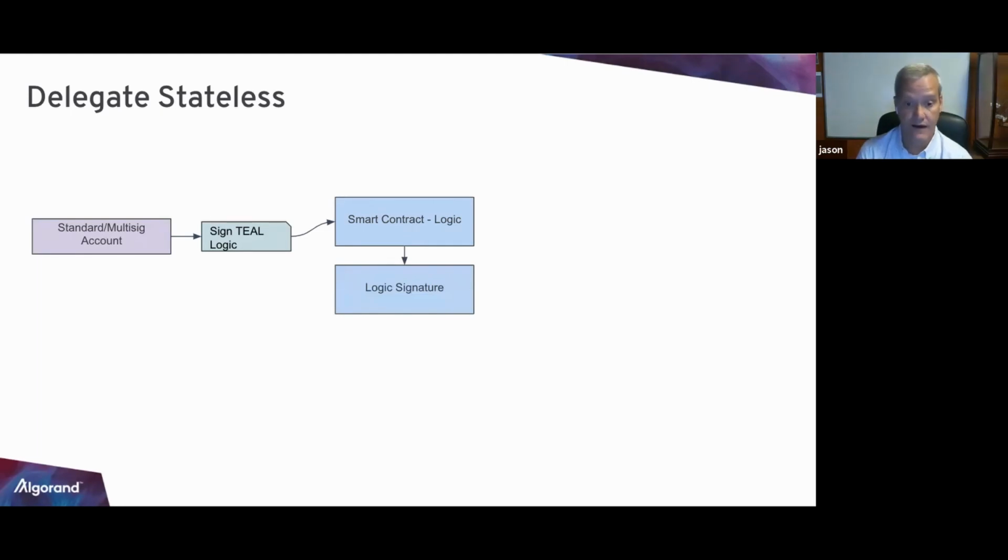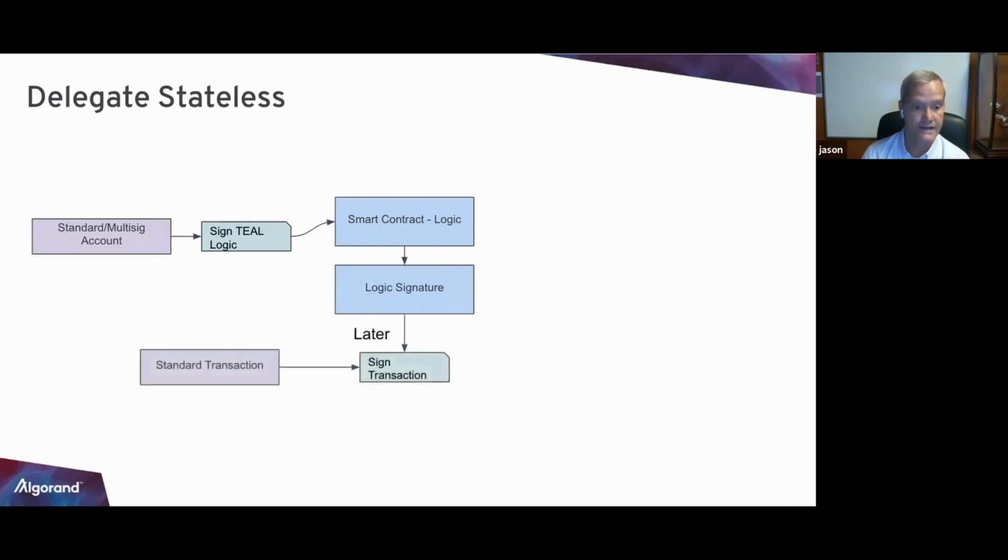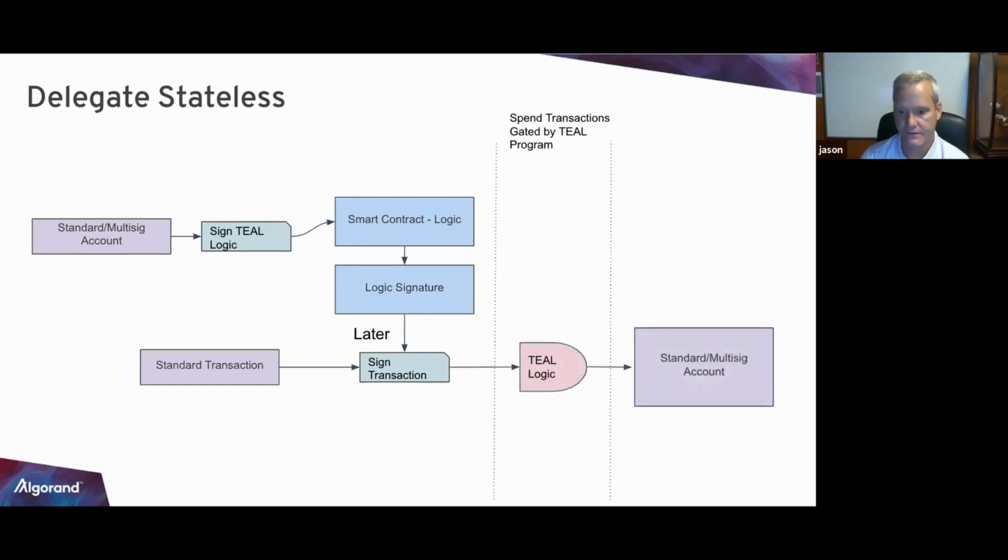You can save this as a file, put it in memory, do whatever you want with it, and at a much later date, it can actually sign a transaction, without the original signer having to sign again. So you sign a transaction with that logic, and that then gates the transaction.